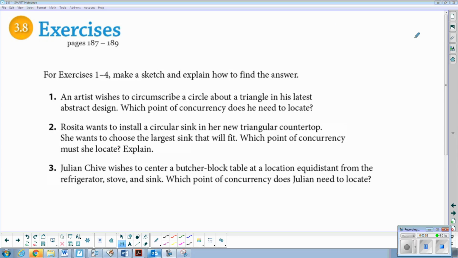Okay, these are some exercises from 3.8. A couple of these we did in class and a couple of them you have for homework. So I'm going to go through the solutions for all of them, so just skip to the one that you have a question on. This one is number 2, so we're going to do number 2 first.